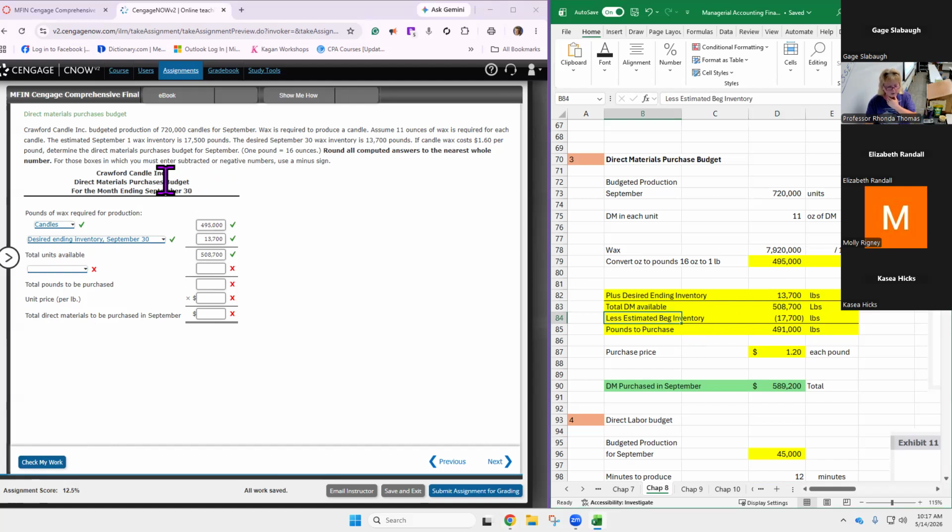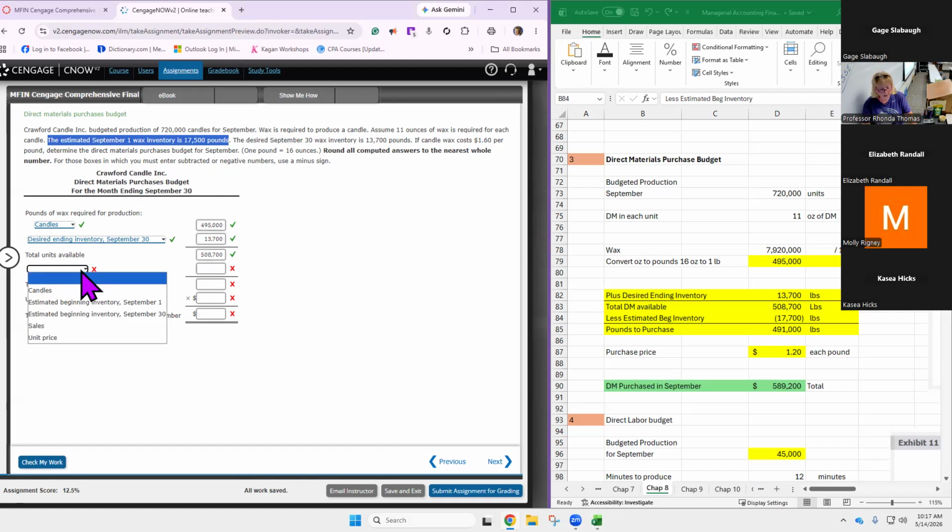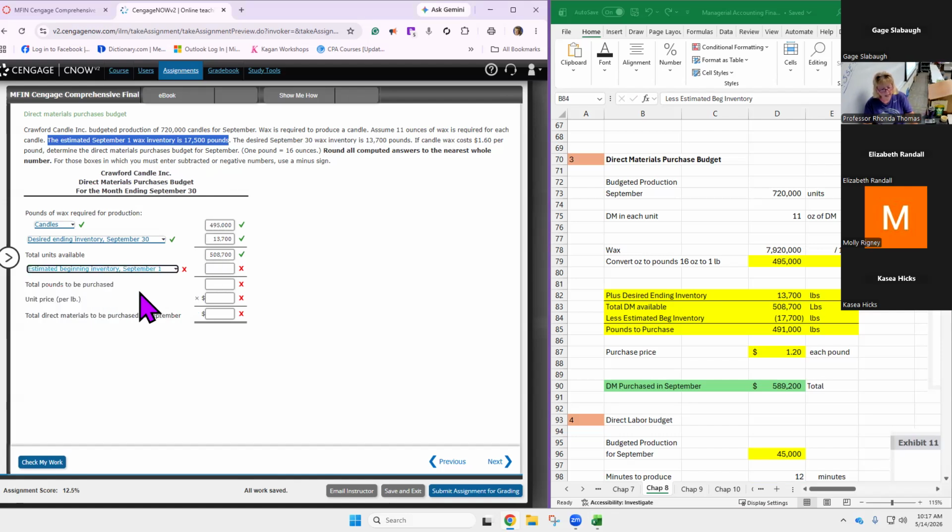So then the last calculation is to go and find the estimated beginning inventory, because we started with pounds of wax, right? And we need to show that on the 1st of September we already had wax sitting there. So if this is the total you need available, then you should be able to subtract what was sitting there because it doesn't need to be purchased, right? So the estimated beginning inventory needs to be subtracted, right? So I got 17,500.